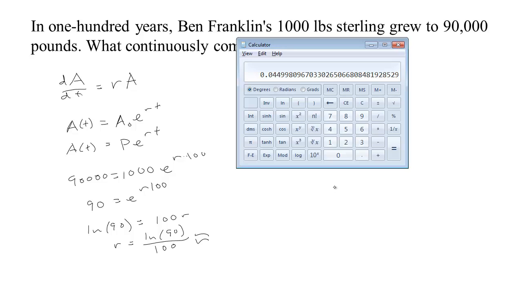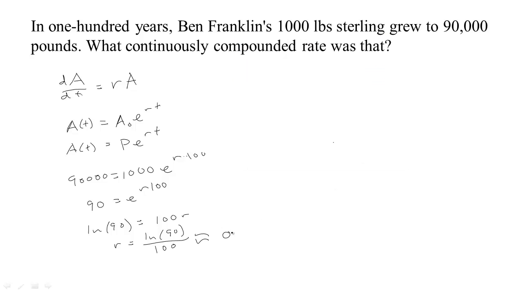And I get 0.0449. So 0.045 basically. That is 4.5%. So they didn't do too badly. They almost hit the 5% value that Ben Franklin required.